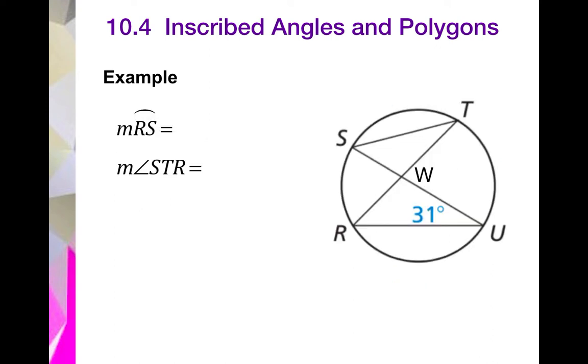In this problem, we have RS, the measure of RS, that's the intercepted arc, and I have an inscribed angle here of 31 degrees. Therefore, RS must be twice that, or 62 degrees. When I look at the angle STR, it is intercepting the same arc as this angle here. So then this angle must be 31 degrees, just like this angle down here.